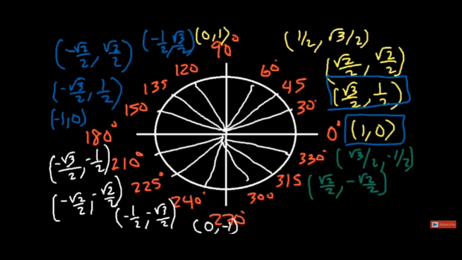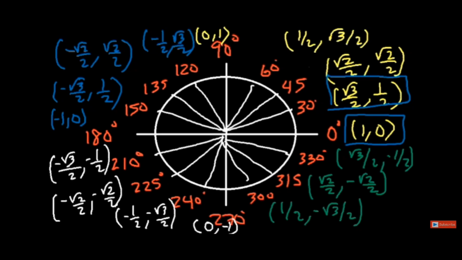And now for quadrant 4, angle 330 is similar to 30. They share the same reference angle but y is negative. In quadrant 4, x is positive, so it's going to be positive square root of 3 over 2 and negative 1/2. And 315 is square root of 2 over 2 and negative square root of 2 over 2. And 300 is 1/2 and negative square root of 3 over 2.